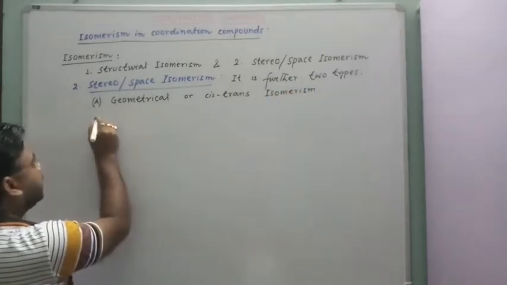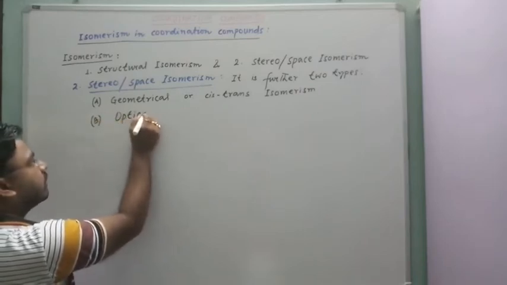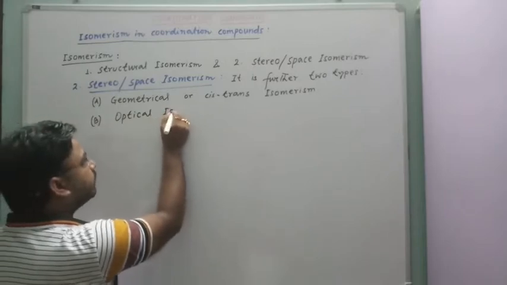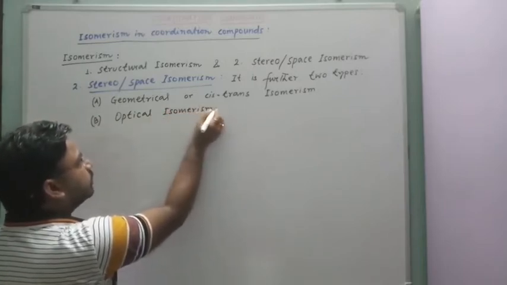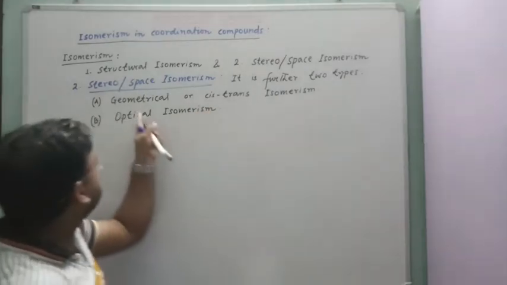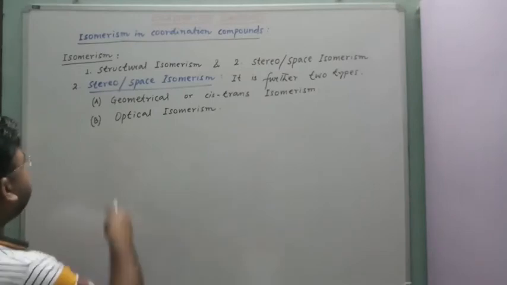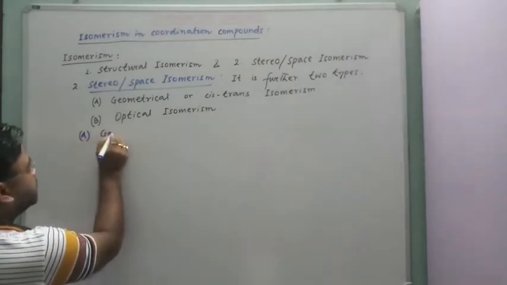And number B, optical isomerism. So geometrical isomerism and optical isomerism. So now one by one. Number A, geometrical isomerism.